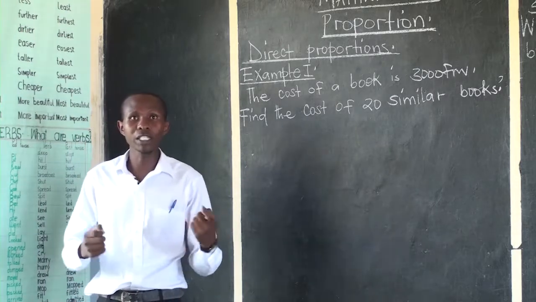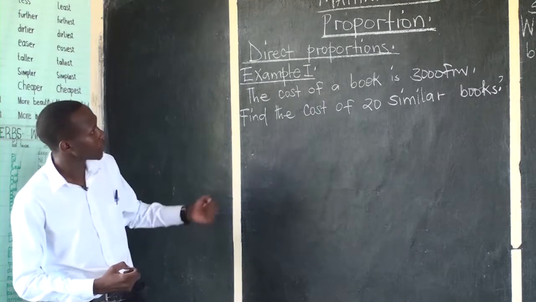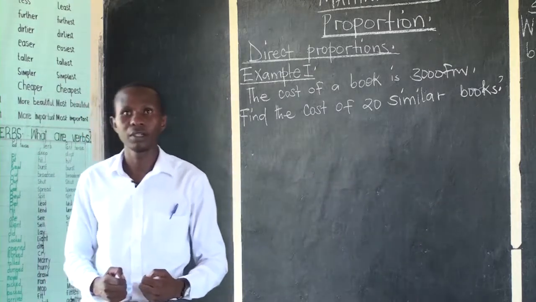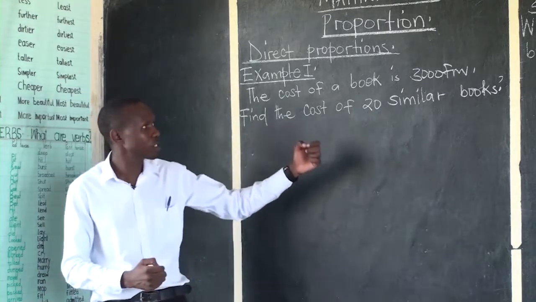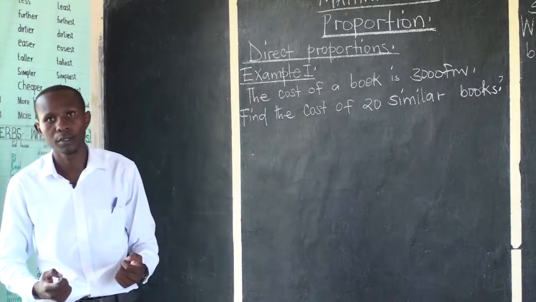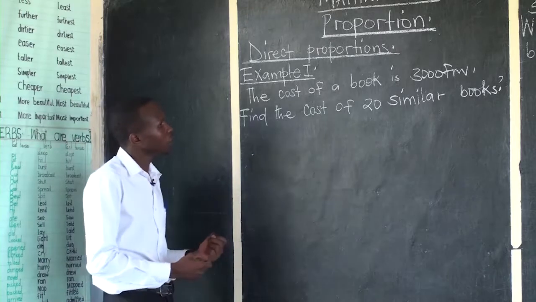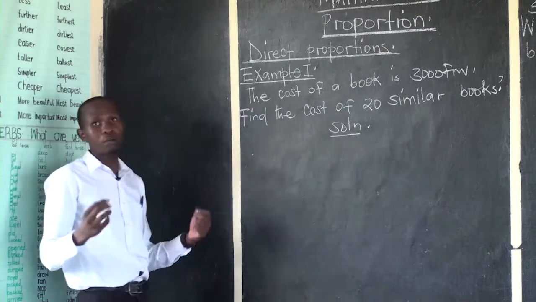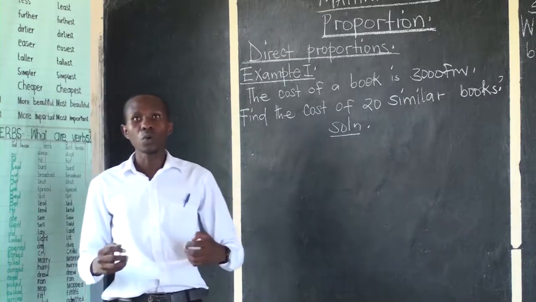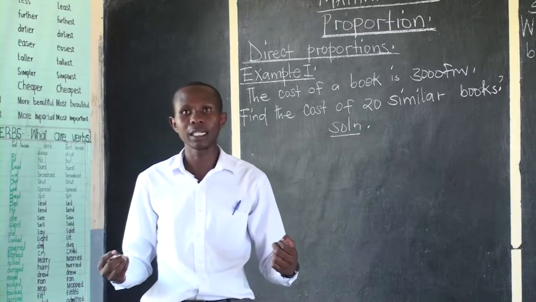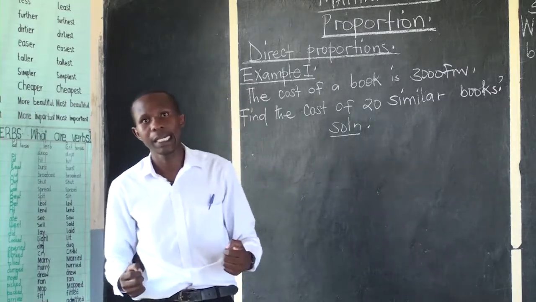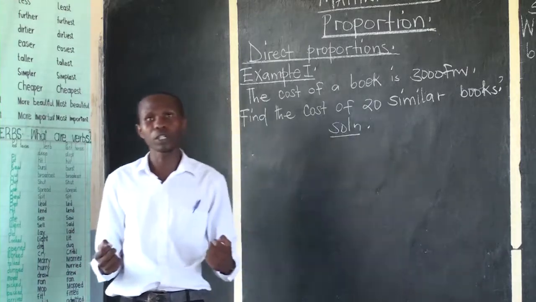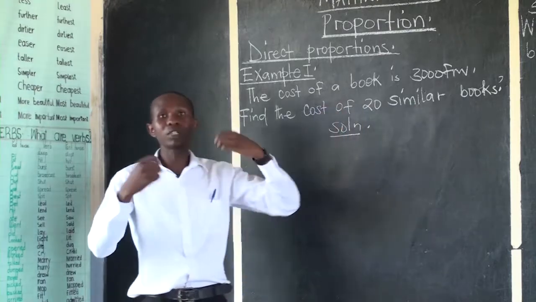After identifying the cost of one book as 3,000 francs, I would like us to go to the question and identify what the question wants us to do. The question is asking us to find the cost of 20 similar books. First of all, we have to identify the cost of one book. So the cost of one book will be 3,000. Everyone knows that. So we shall say the cost of one book is equal to 3,000. Then from there, we shall be required to find the cost of 20 books, similar books actually.